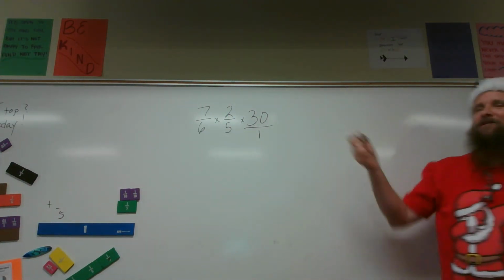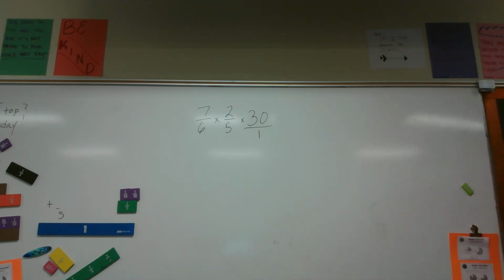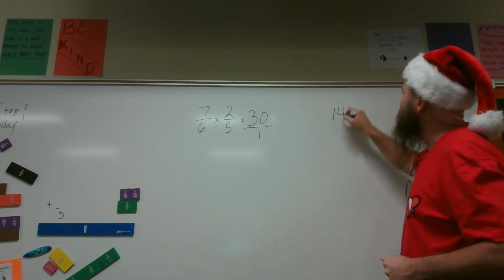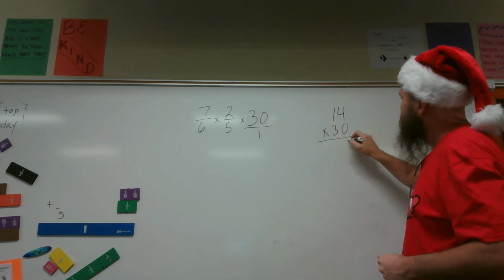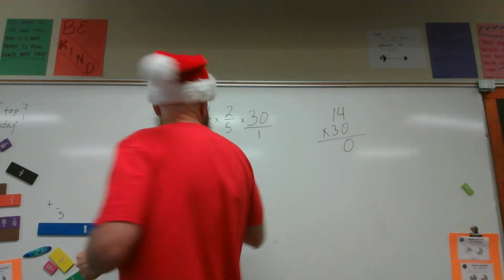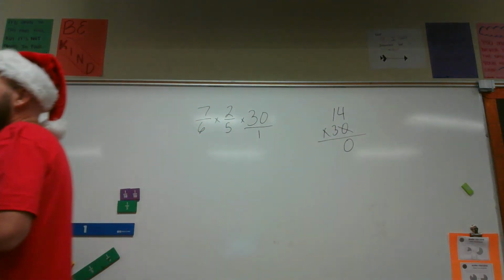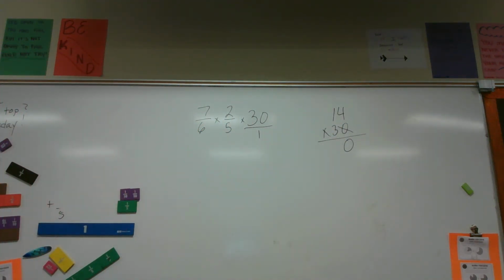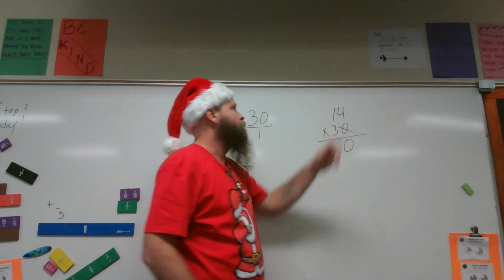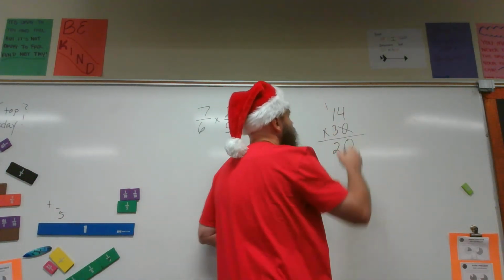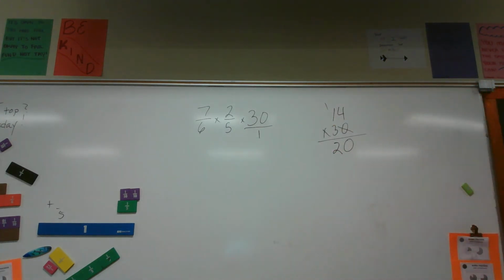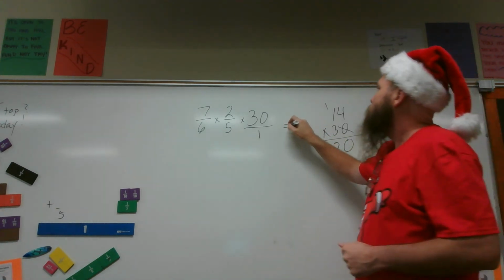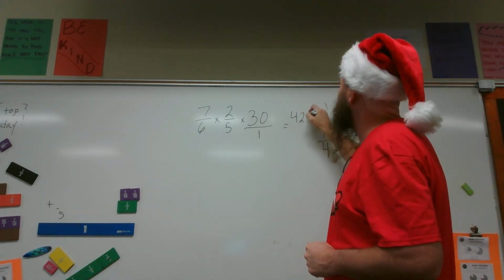I'm going to multiply 7 times 2, which is 14. And I'm going to multiply 14 times 30, which just really means I just have to move that 0 down, because that's what's going to be in my ones place. Because 0 times 4 is 0, 0 times 1 is 0. So it's just going to be a 0 in the ones place. And then I do 3 times 4, which is 12. Carry my 1. 3 times 1 plus 1 is 4. 420. So my numerator should be 420.